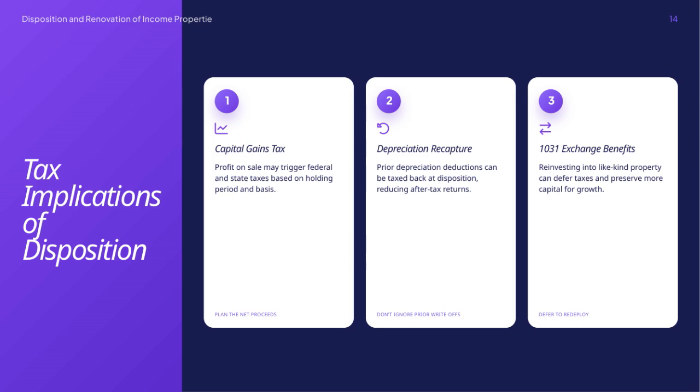Finally, the benefits of a 1031 exchange. This mechanism allows you to reinvest your proceeds into a like-kind property, which can help you defer taxes and keep more capital working for you. By deferring taxes, you have more opportunity for growth and can strategically redeploy your investments. Understanding these points helps you make smarter decisions when selling or renovating income properties, optimizing your financial outcomes in the process.